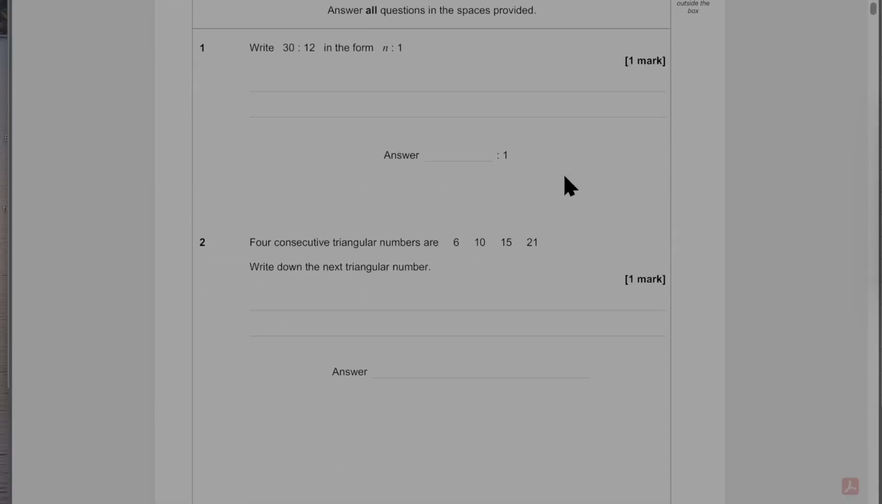Okay then, so question one, write 30 to 12 in the form n to 1. All we really need to do is divide both sides by 30 here. Sorry, divide both sides by 12, I'm doing it the wrong way around. Divide both sides by 12. And I think that's going to give me 2.5 to 1, so 2.5.